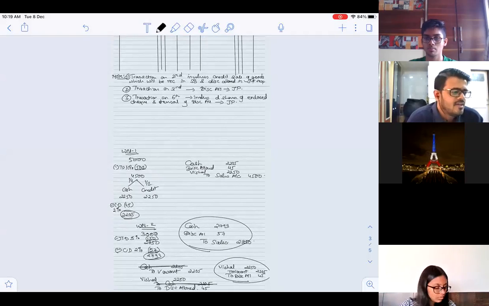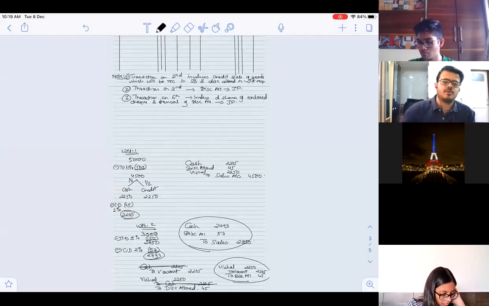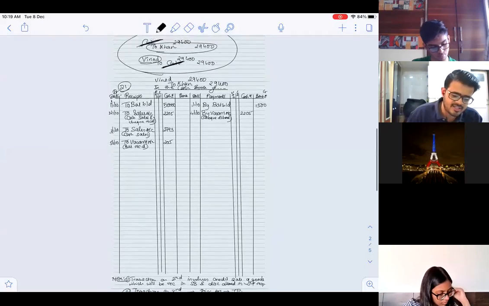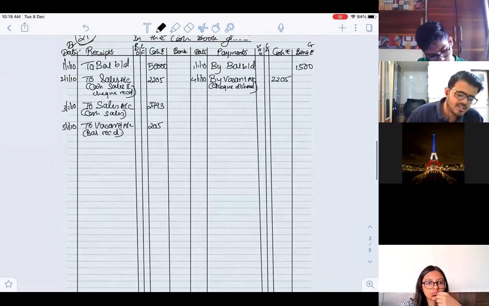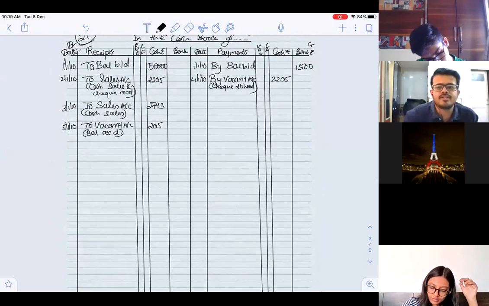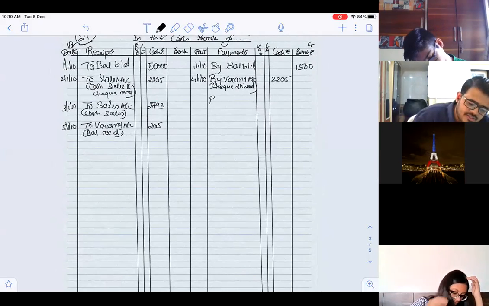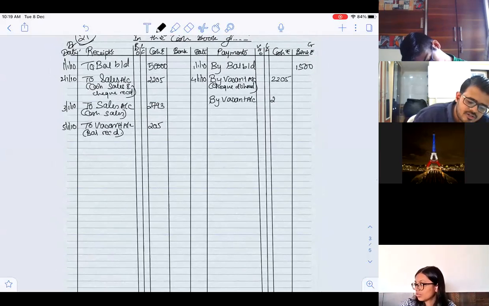Now read. What is happening? 7th में we settled Vasant's account by cash. So basically we gave him cash. What entry you should pass for that? By Vasant account, to cash. Which column? Cash column. Amount will be 2205. This is on 7. This is Vasant account settled.